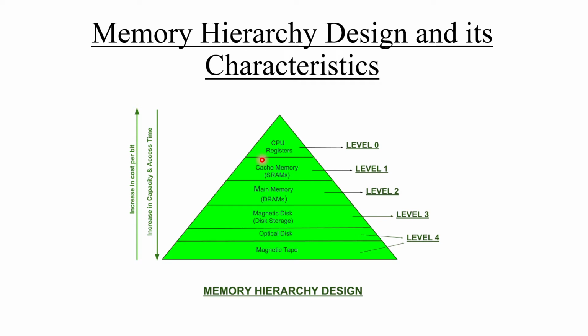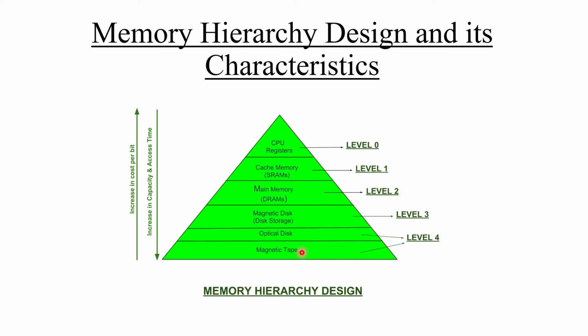At the top, CPU registers are there, that is level 0 of memory. Then comes cache memory, also known as SRAM, which is level 1. At level 2, we have main memory, then comes magnetic disk, then optical disk, and magnetic tape. Here the computer memory is divided into different levels, and this is the memory hierarchy design.